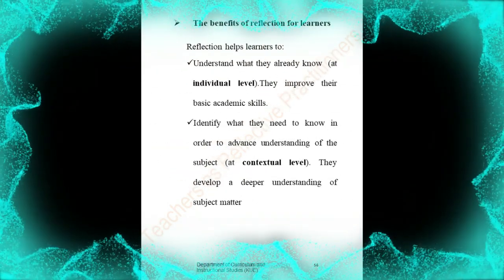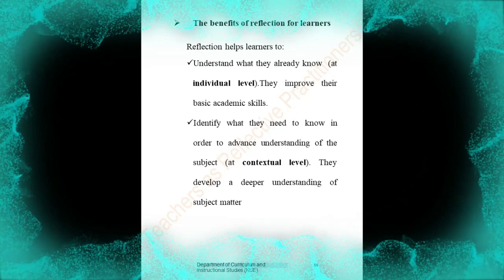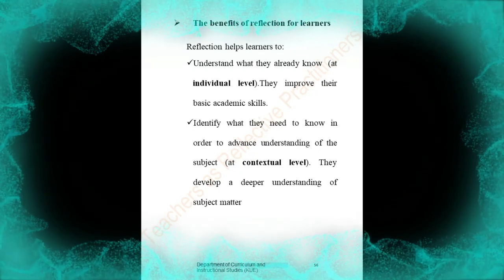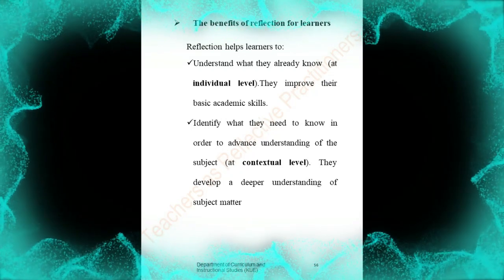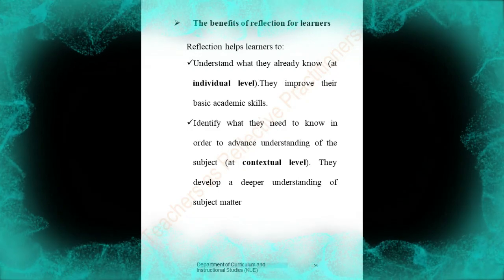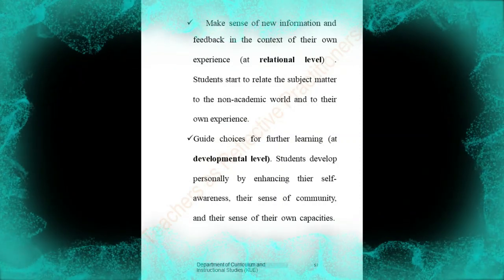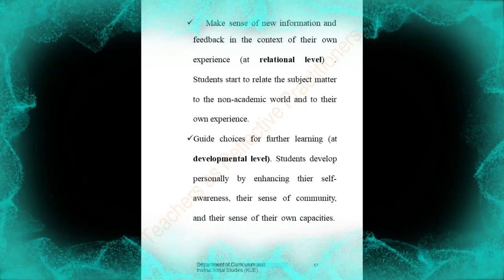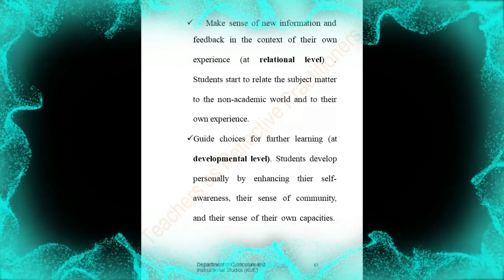The benefits of reflection for learners. Reflection helps learners to understand what they already know. At individual level, they improve their basic academic skills. Identify what they need to know in order to advance understanding of the subject. At contextual level, they develop a deeper understanding of subject matter. Make sense of new information and feedback in the context of their own experience. At relational level, students start to relate the subject matter to the non-academic world and to their own experience. Guide choices for further learning.